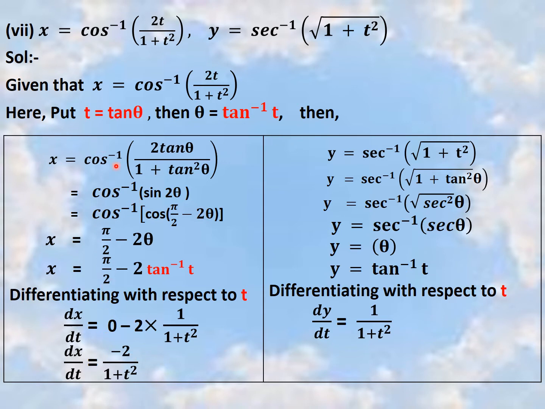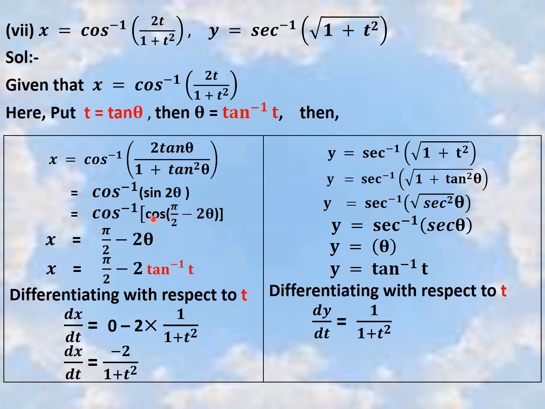x we have taken and substituted for t. 2 tan theta upon 1 plus tan square theta. Then this part we have already learnt in 11th standard, that it's sine 2 theta. So cos inverse sine 2 theta. And for cos inverse, we can convert this by using the complementary angle relation, that is sine 2 theta can be written as cos of 90 minus 2 theta. That is cos of 90 minus 2 theta is sine 2 theta.